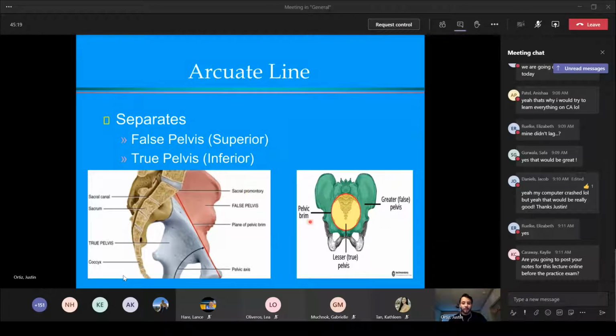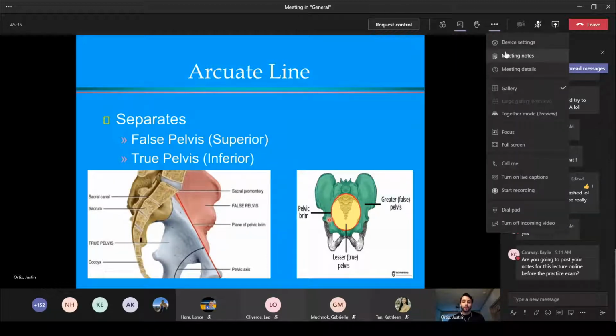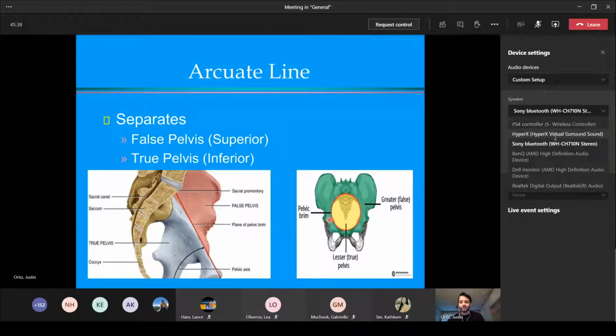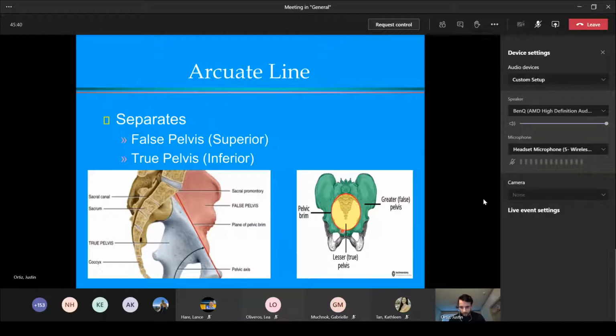The arcuate line is just a part of this pelvic brim, which is this little red thing right here. So circling around the pelvis. And anything that's superior to that is going to be the false pelvis. And then anything inferior to this, which would be this blue area, is going to be the true pelvis. So just know that the arcuate line separates the false pelvis, which would be superior, and the true pelvis, which would be inferior. I just wanted to touch upon that because he did bring it up in lecture.